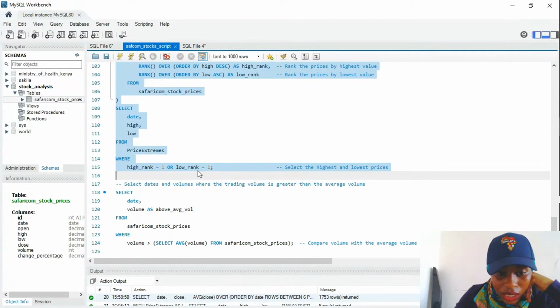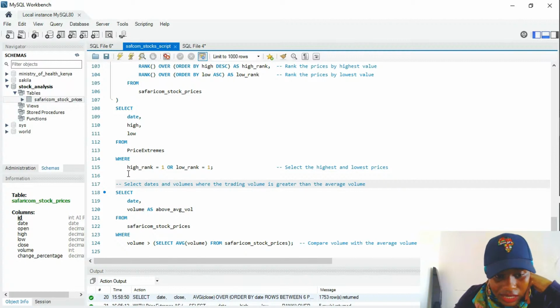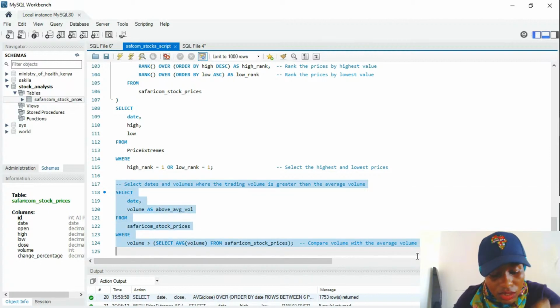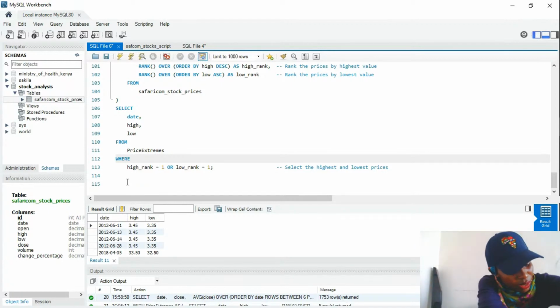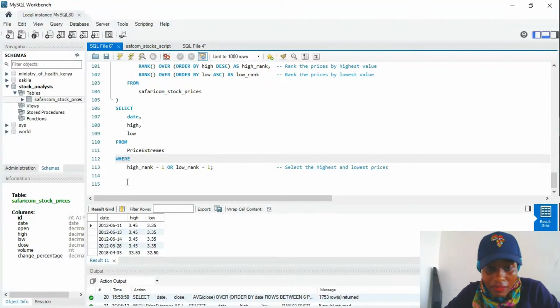The next thing we're looking at is actually the last query we are running. Oh, interesting, this was fast. So the next thing we are looking into is finding dates that had trading volumes higher than the average. These are still in trying to identify extremes.